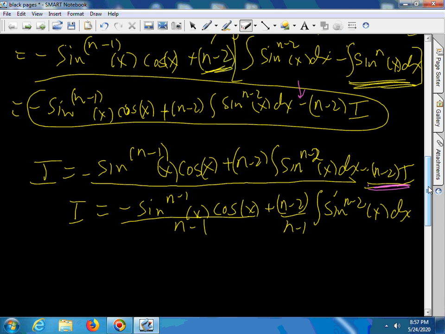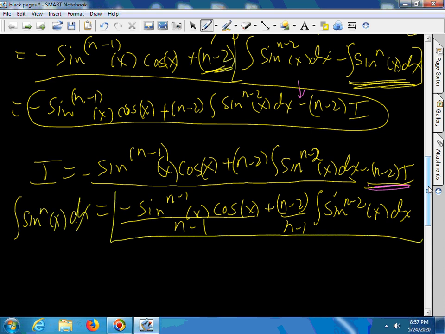I, remember, was nothing more than the integral of sine to the nth power of x dx. And it equals this. This has no more integrals, and the new integral has a sine power 2 less. So what you need to do here is redo this whole process over again. That is, keep using this formula.